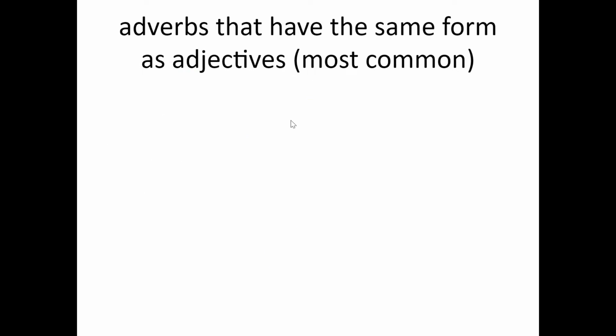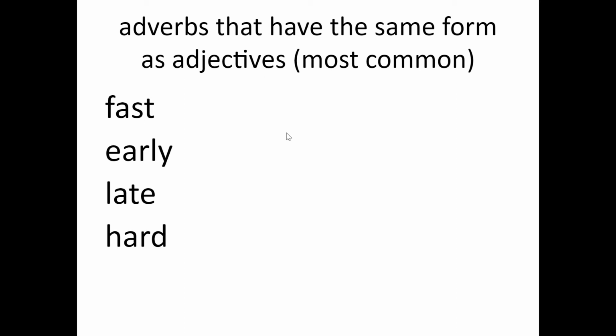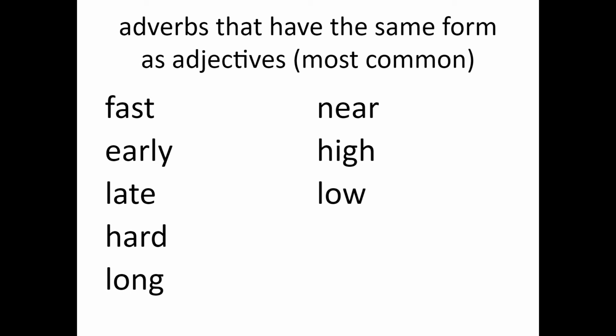So there are a number of adverbs in English that will have the same form as the adjectives, but here are some of the most common. Fast, early, late, hard, long, near, high, low, soon. There are more, but these are some of the most common adverbs that have the same form as adjectives.